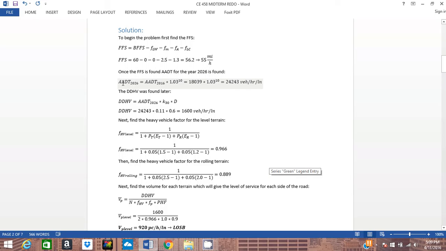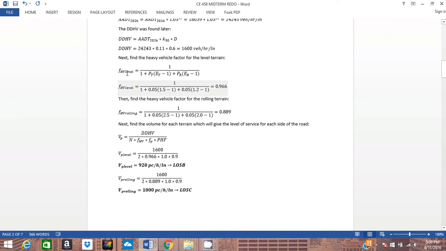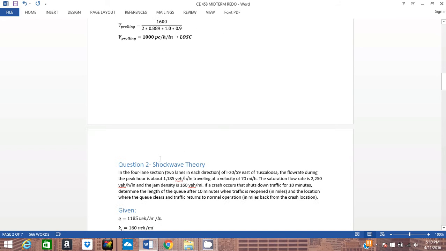for the year 2026 with this factor right here. And then once you find all these values, you get to plug it in for the, well, we also got to find the DDHV, and then we have to find the heavy vehicle factors for both level and the rolling terrain. Okay, then we plug those in for our volumes, both for level and for the rolling. And for the volume of level, we're going to end up with the level of service of B. And then for the rolling, we get a level of service of C.